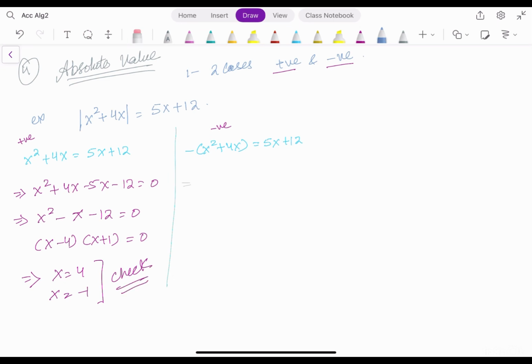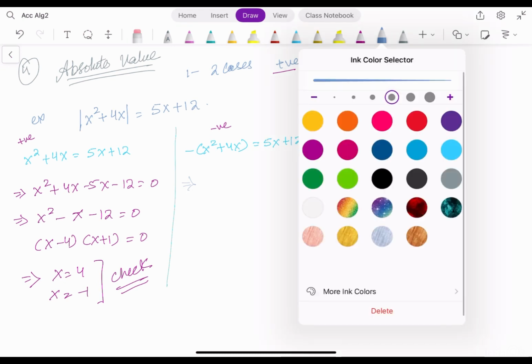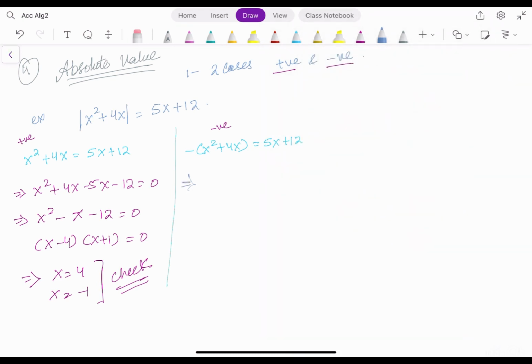For the negative case, let's clean this up. It has a whole lot of negatives. So be careful with the negative by distributing the negative to both the terms. And let's bring everything from the right hand side to the left hand side. Clean this up, and you will get a quadratic.